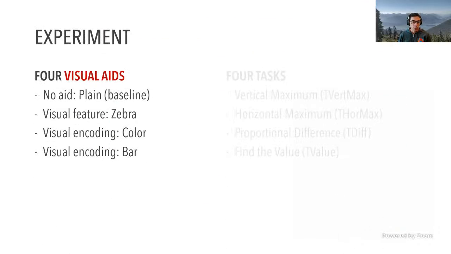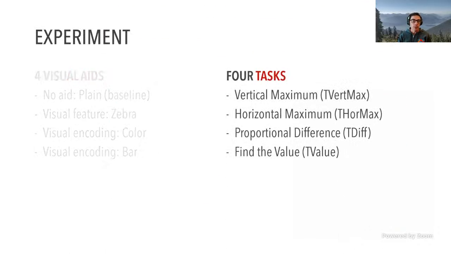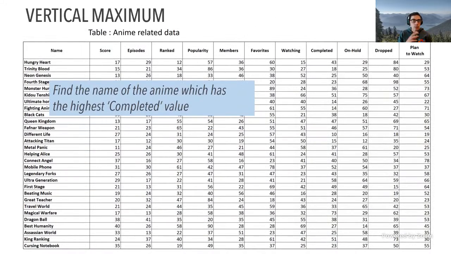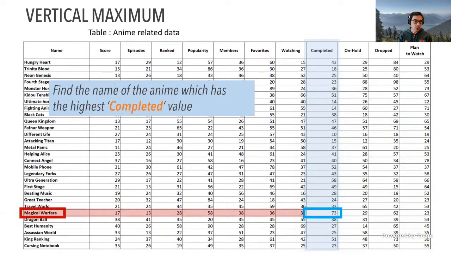Okay, so we have these 4 conditions, and we also have 4 tasks. The first one is called find the vertical maximum. The prompt asks to find the column called completed here, which is there, and then to find the maximum value in that column, which is 73, and then to find the corresponding entry, which is magical warfare in that case.